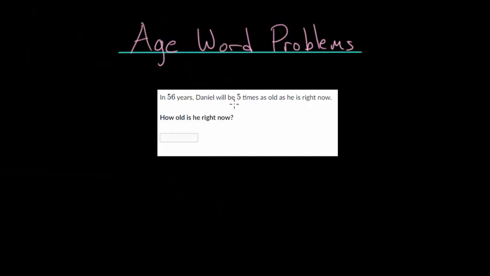In 56 years, Daniel will be 5 times as old as he is right now. And the question is, how old is he right now? So let's start this by just defining a variable. The variable you want to define is based off the question. Think about what you're looking for. We're trying to find out how old Daniel is right now. So let's just say we're looking for the letter D. You can call it whatever you want, but I'll use D for Daniel. And D is going to represent his current age, how old he is right now. So we'll just say D equals Daniel's current age.